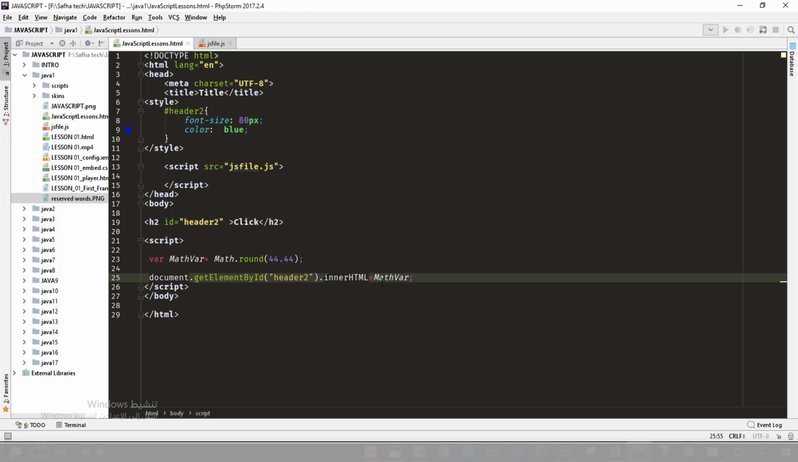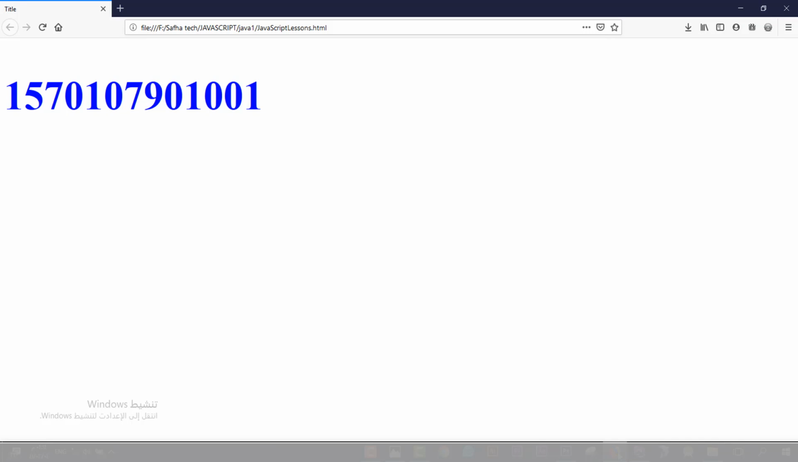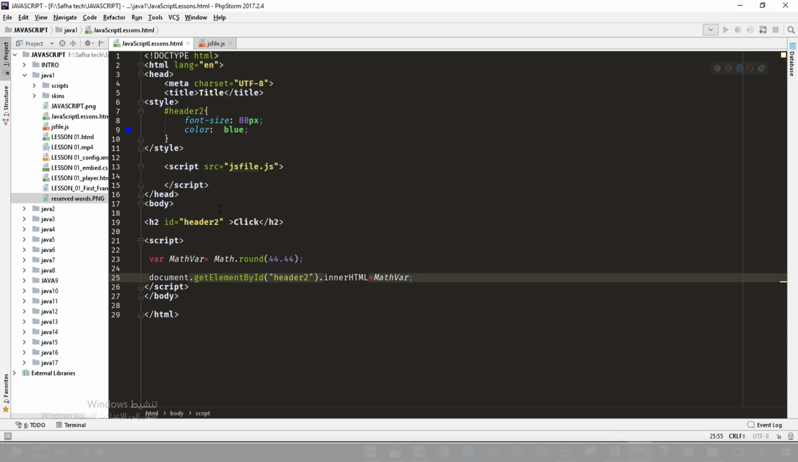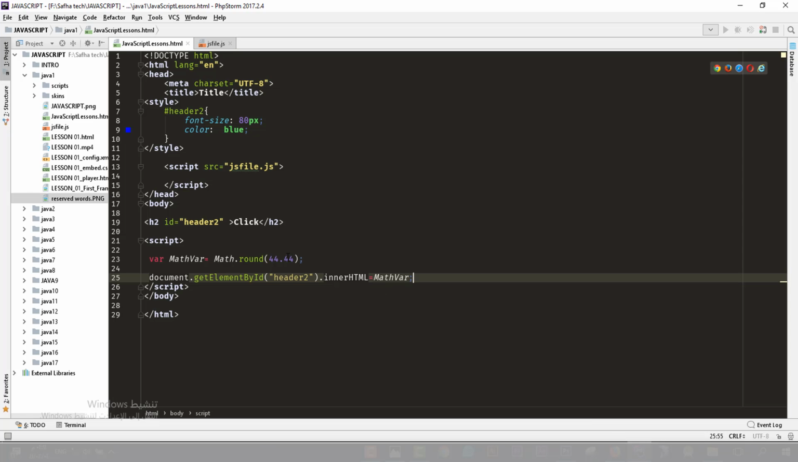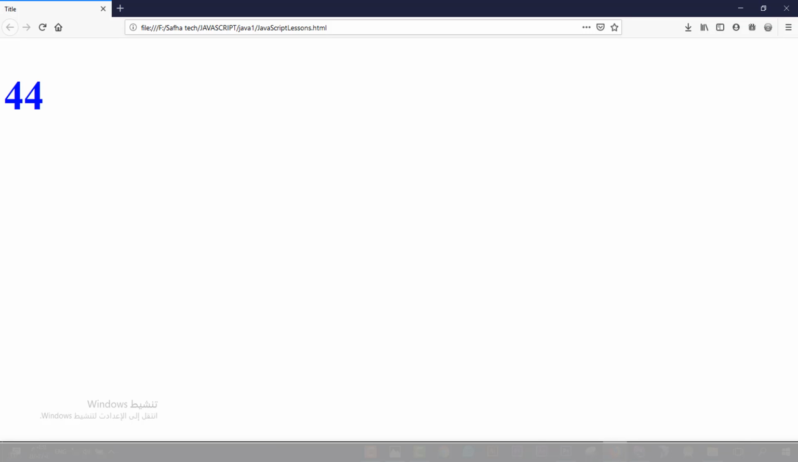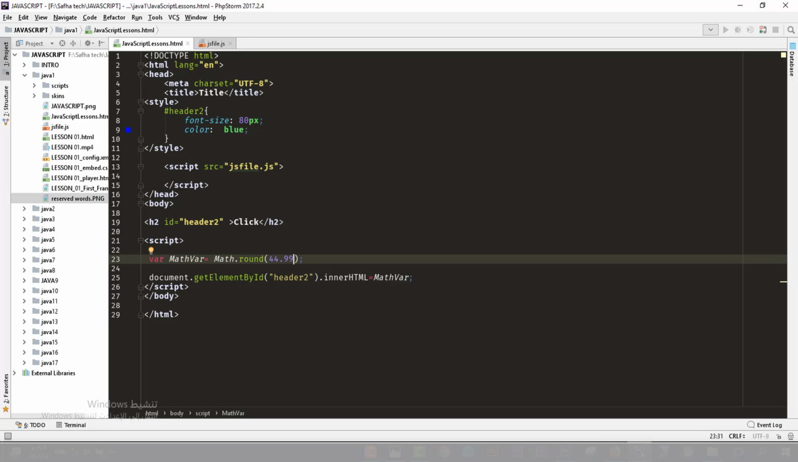Great. So in Math.round we say that it will return the nearest value to the integer. So the browser will try to return the nearest value. What is the nearest value of 44.44? It is 44. Great. If it is, for example, 44.99, what is the nearest? The nearest is 45. So it will return the nearest value to make it an integer.